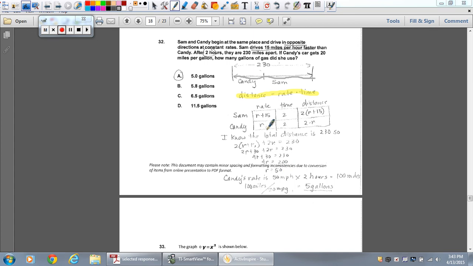So once I solve for R completely, I get R is 50, so I know Candy's rate is 50. When I multiply that by 2, I get her total distance, which is 2 times 50 or 100. And I think it said in the problem she gets 20 miles per gallon. So how many gallons did she need? So 100 divided by 20 is 5.